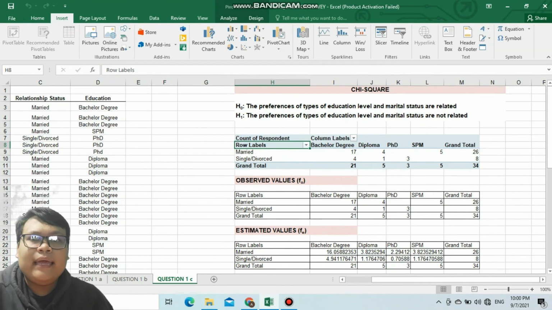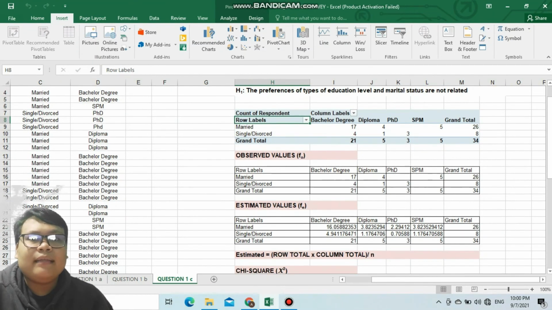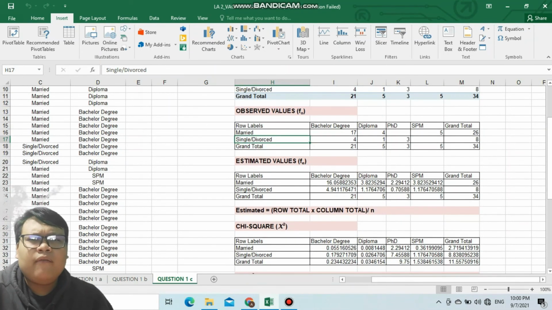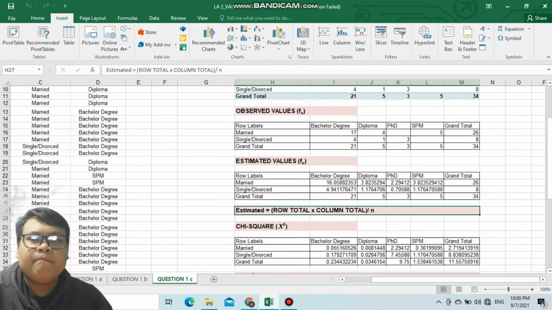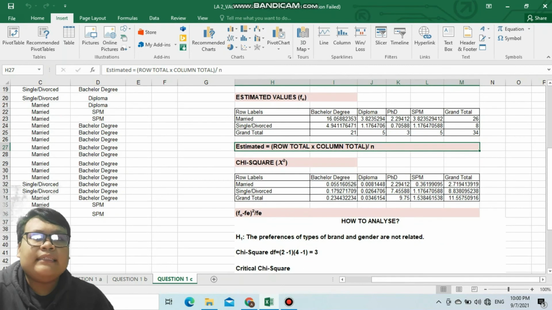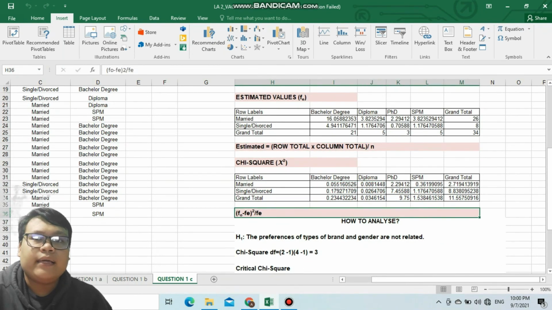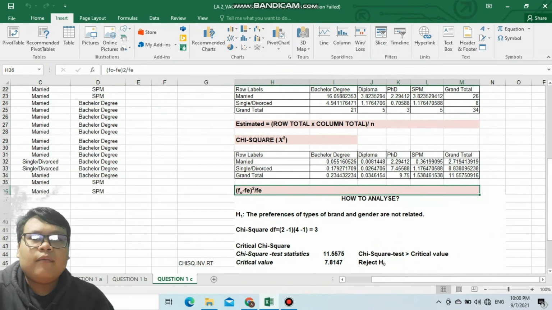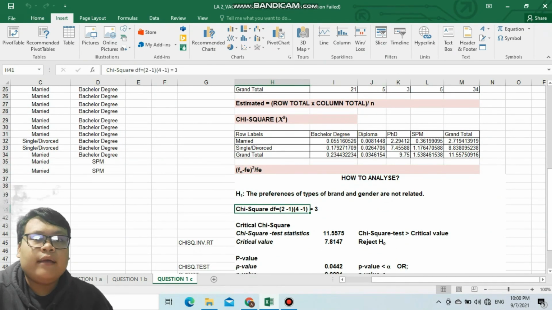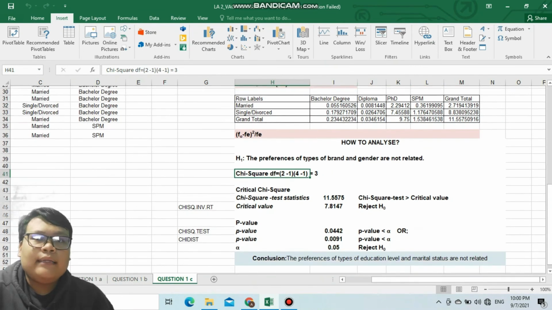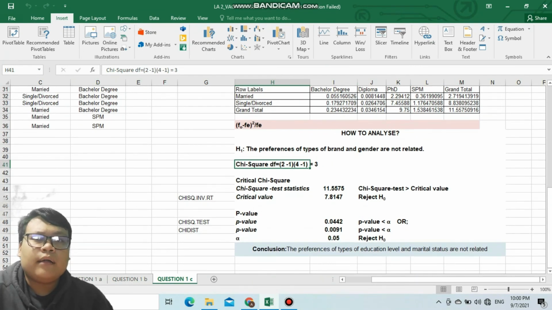Next, we duplicate the table by copy and paste to get the observed value. Next, to get the expected value, we use this formula. Next, we find the chi-square. We use Fo minus Fe, squared, divided by Fe. After that, we find the chi-square degrees of freedom by row minus 1 times column minus 1.